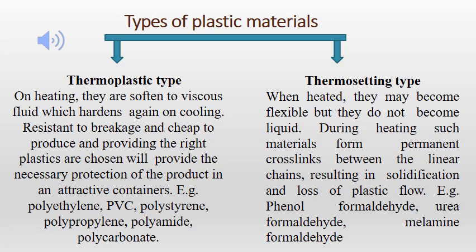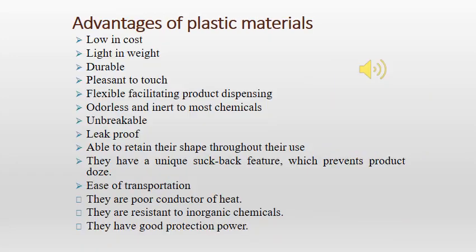Thermosetting type of plastics are those which when heated may become flexible but do not become liquid like thermoplastic types. During heating, such materials form permanent crosslinks between the linear chains, resulting in solidification and loss of plastic flow. Example: phenol formaldehyde, urea formaldehyde, and melamine formaldehyde.